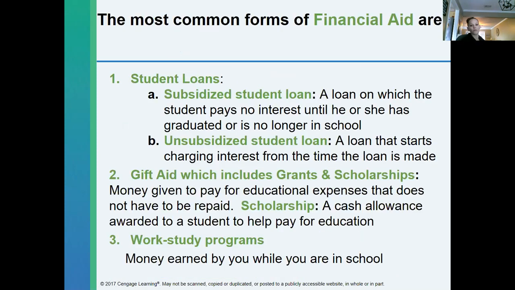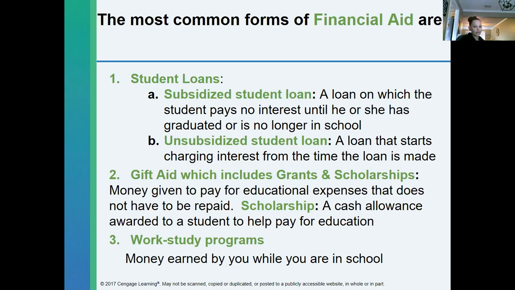So, student loans. A subsidized student loan is a loan on which the student pays no interest until he or she has graduated or is no longer in school. If you're going to take out student loans, you want subsidized loans. Just a very broad example, say you took out a $5,000 subsidized loan your freshman year in college. After you graduate, you still only owe $5,000.